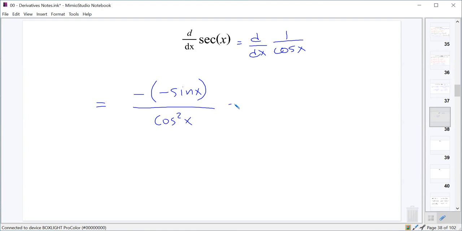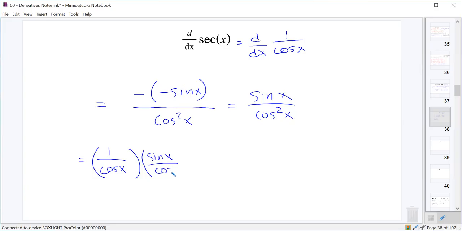So this just gives us sine x over cosine squared x. And traditionally, that's not how we write the derivative of secant, although this would be perfectly acceptable if you did keep it that way. We'll break this down into 1 over cosine x times sine x over cosine x, which is secant x times tangent x.